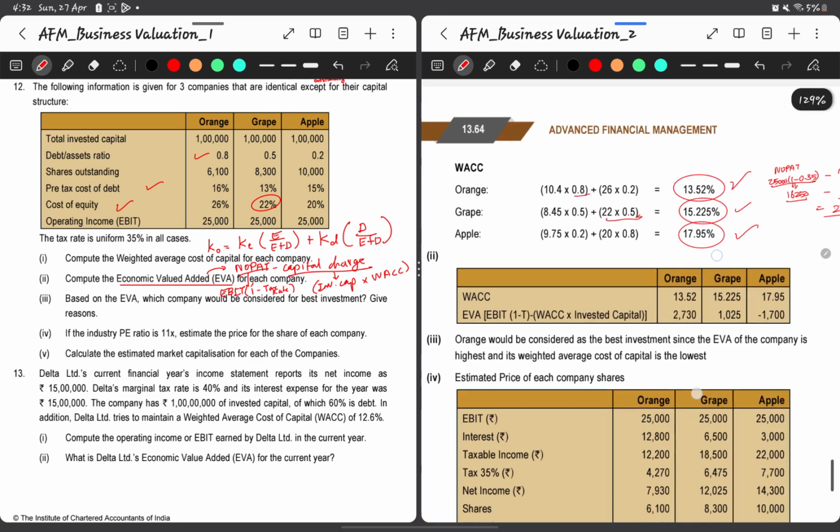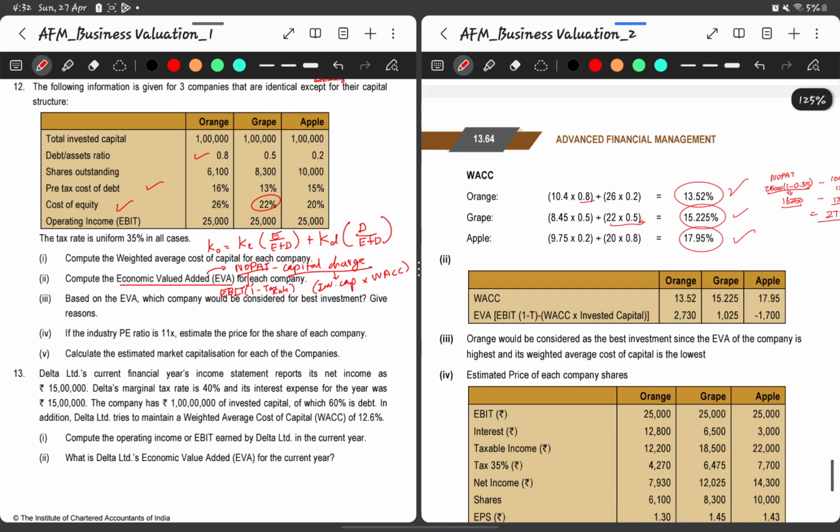Now, as we can see, in case of Grape it is 1,225, and in case of Apple it is negative 1,700. Even though the investment is the same in all the cases, and even the operating profit is the same in all the cases, we can see the economic value added is negative in case of Apple and it's highest in case of Orange.